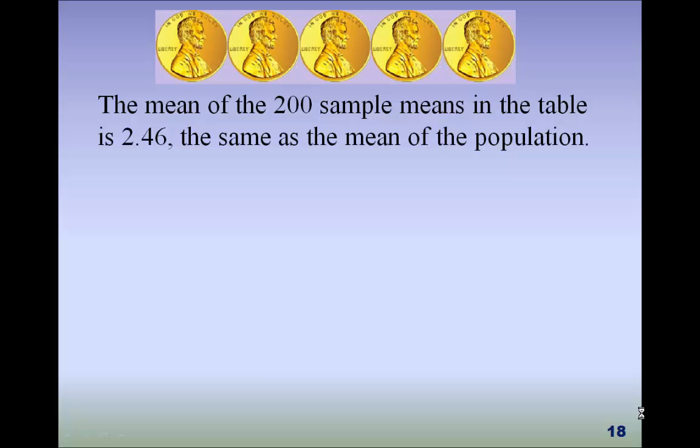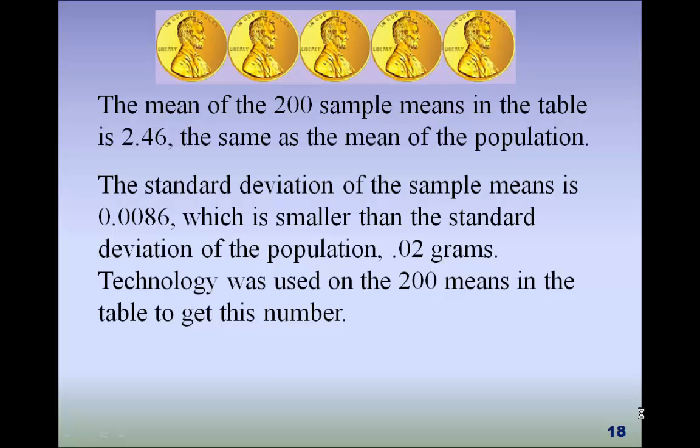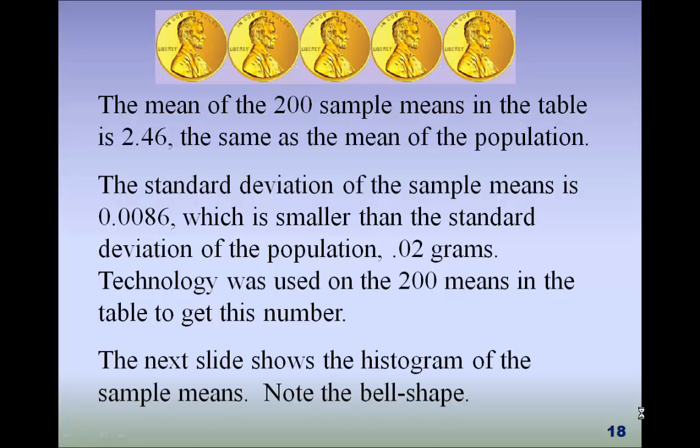The mean of the 200 sample means in that table is 2.46, the same as the mean of the population. The standard deviation of the sample means is 0.0086, which is smaller than the standard deviation of the population, which was 0.02 grams. Technology was used on the 200 means in the table to get this number. The next slide shows the histogram of the sample means. Note the bell shape.